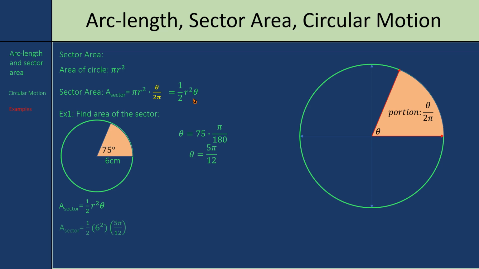And put that into the formula, right? I get 1/2. Radius is 6, so I have 6 squared. And then theta is 5 pi over 12. Put all that into the calculator. You get 23.56 centimeters squared.